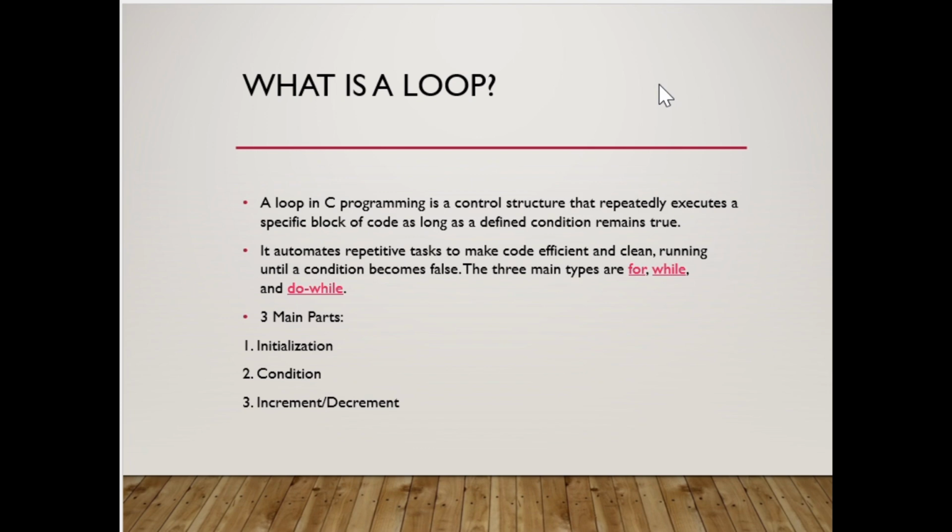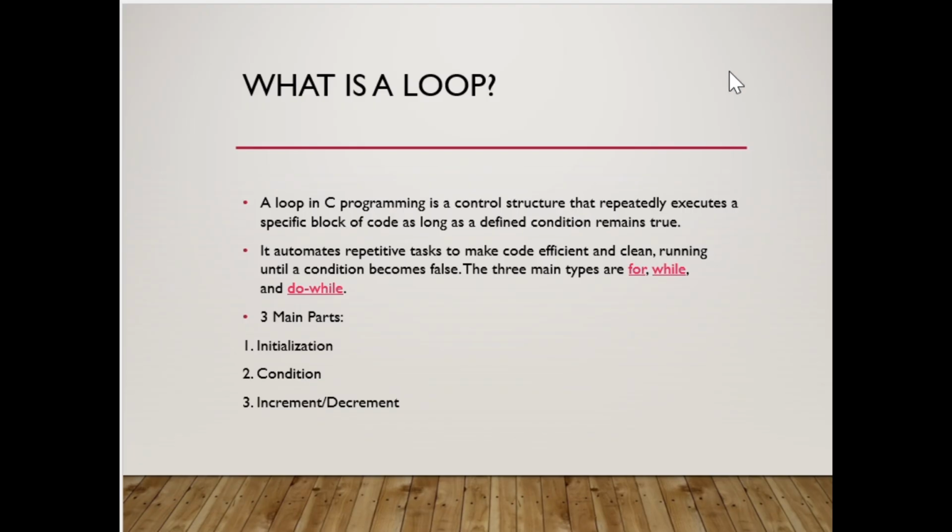Now, let us understand what exactly a loop is. A loop in C programming is a control structure that allows a block of code to run repeatedly as long as a condition is true. Instead of writing the same statement many times, we can simply place that code inside a loop. For example, if we want to print numbers from 1 to 100, writing 100 print statements would be inefficient. Instead, we use a loop which automatically repeats the instruction.